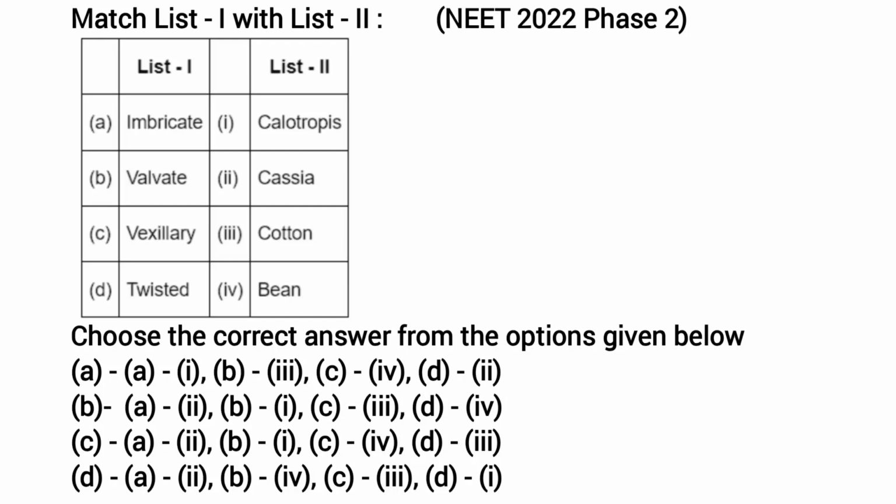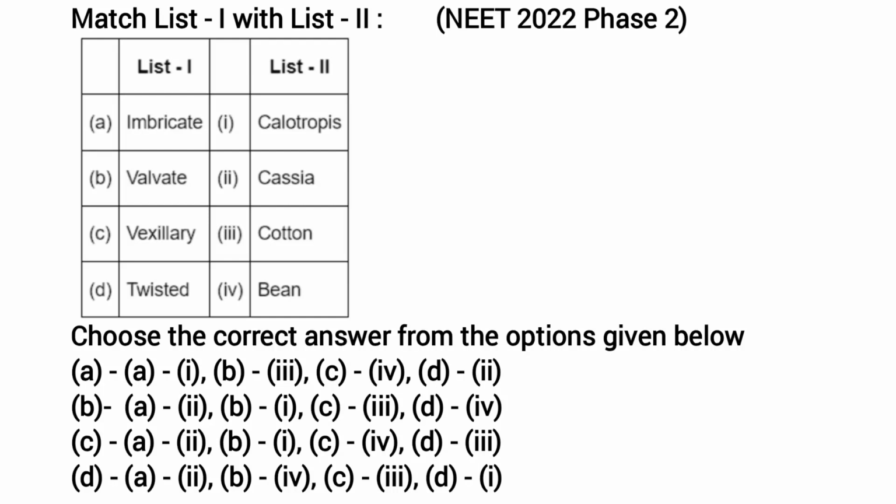We'll move on to the next question, that is from the year 2022. Match list 1 with list 2. In list 1, different estivations are given, and in list 2, the examples are given. So for this, you should have knowledge of examples of different estivations. First one, imbricate estivation. Imbricate estivation is found in Cassia, that is A2. A2 is given in option C and D. Easily you can rule out option A and B.